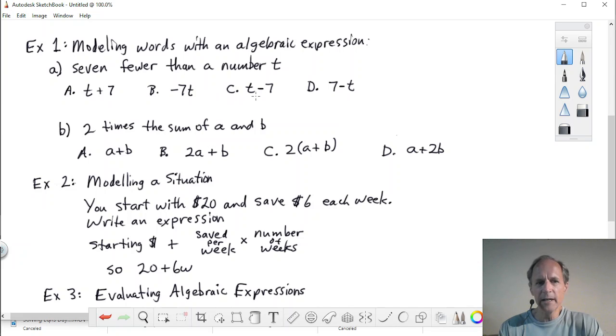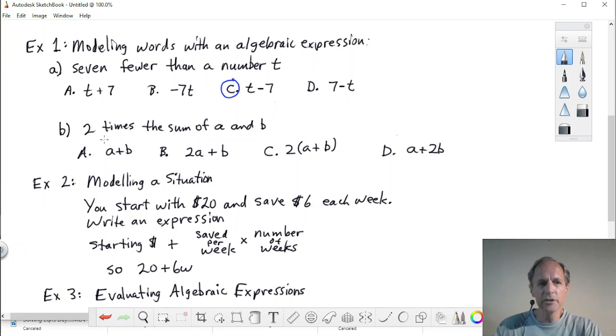Here we have t minus 7. And here we have 7 minus t. I think it's one of those. Which one is it? Well, we want something that's fewer than t by 7. That's t minus 7 would get us there, right? That is 7 fewer than t. You start with t and you subtract 7, then you are 7 fewer than t.